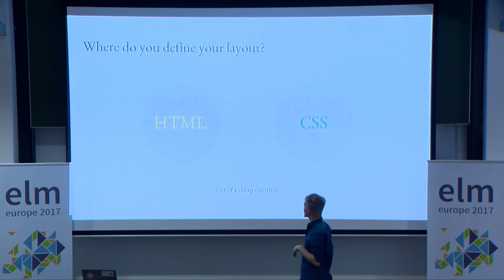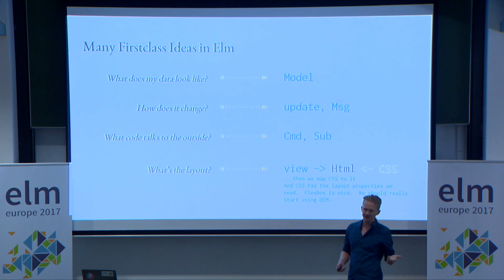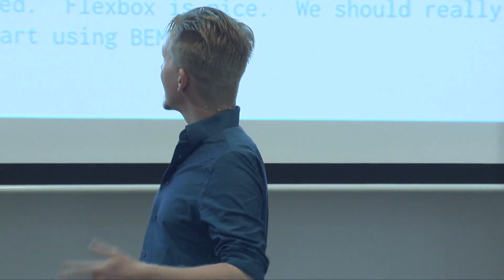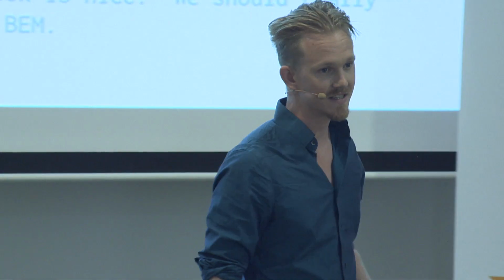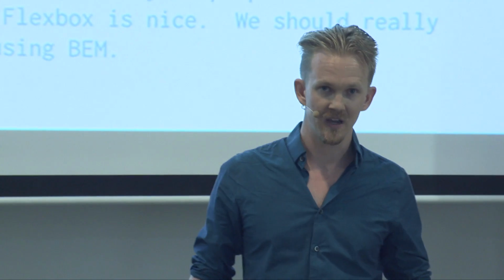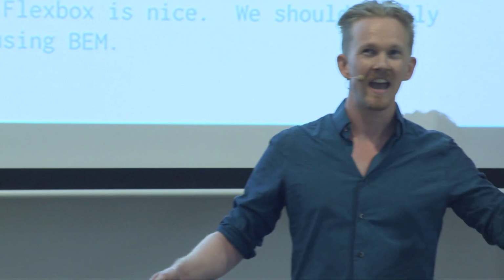Because layout affects itself. In Elm, one of the great parts is we have these really nice first-class ideas. We can say what does my data look like? Look at our model. Boom, we got our data. Or how does it change? We have an update function, the only place it can change. What code talks to the outside? Commands and subscriptions, and that's really cool. And then what's the layout? Well, our view generates HTML, which then we take layout mapped from CSS to HTML, and it just gets kind of muddy.